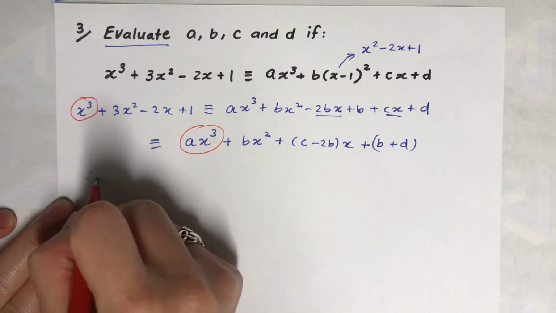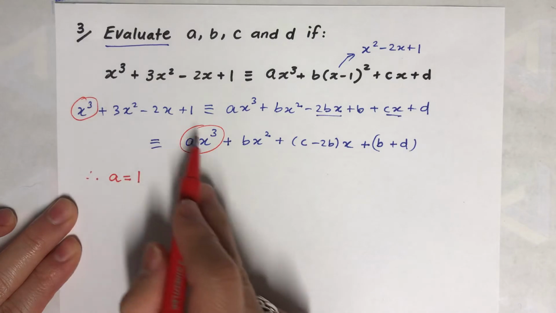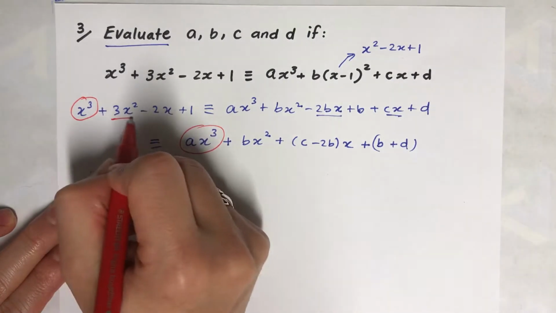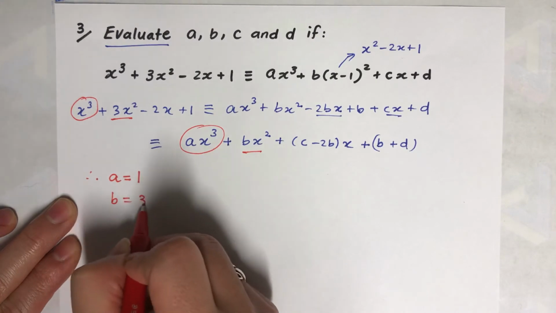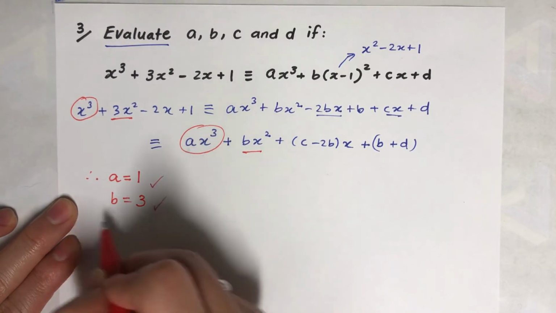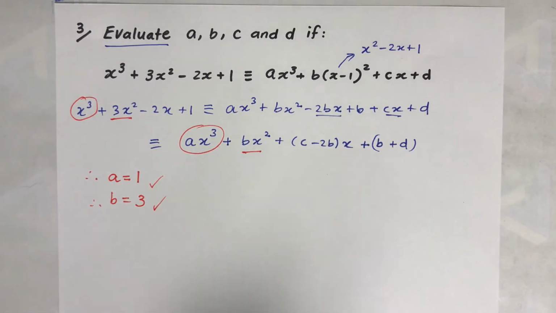So therefore, I can say a equals 1. Okay, so because they're the same in a way. And that is equating with that. So my b equals 3. All right, so I've got these two ready. Now I'm going to equate these other ones.